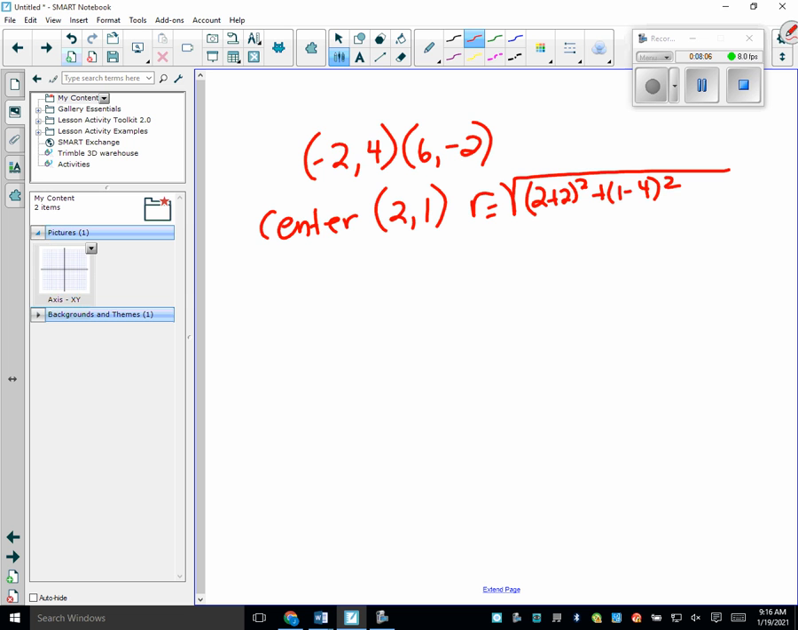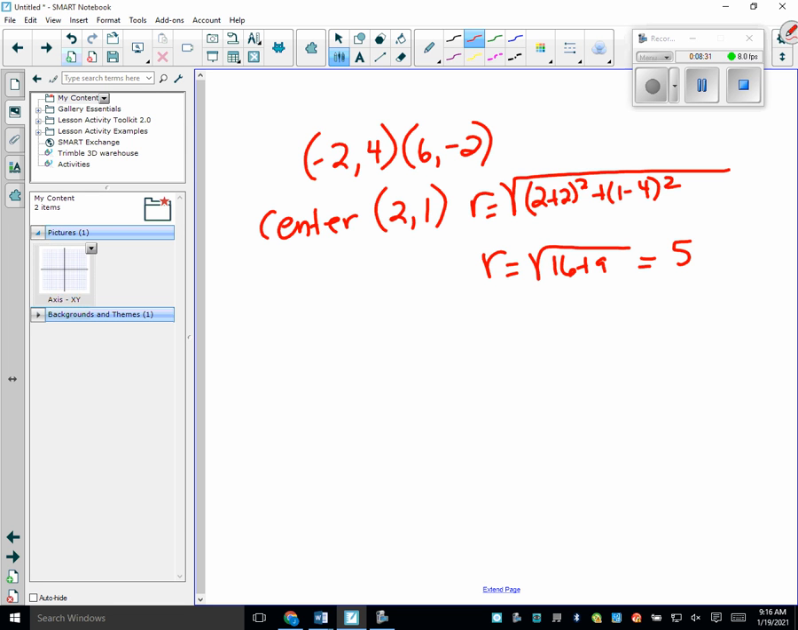You could also find the diameter, then take half of it. It's okay. So for the radius, I get the square root of 16 plus 9. So I get 5 for the radius? Yeah. Is that what you all got?